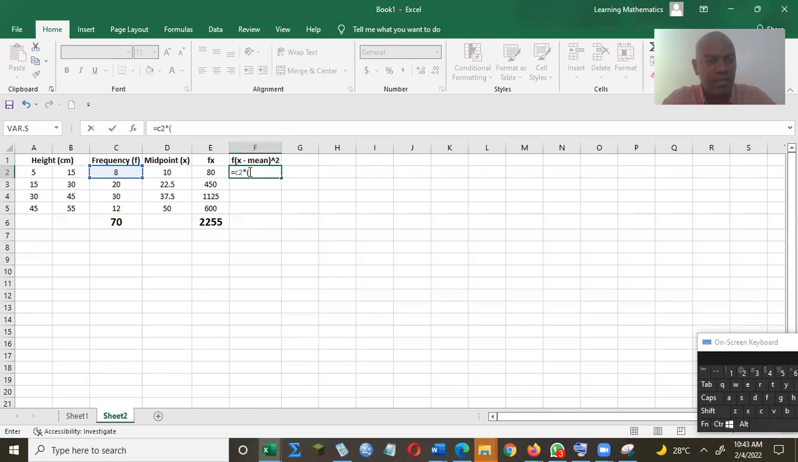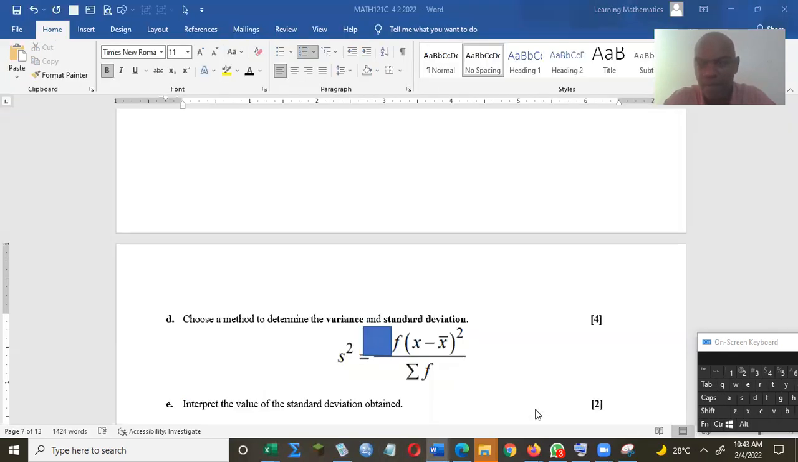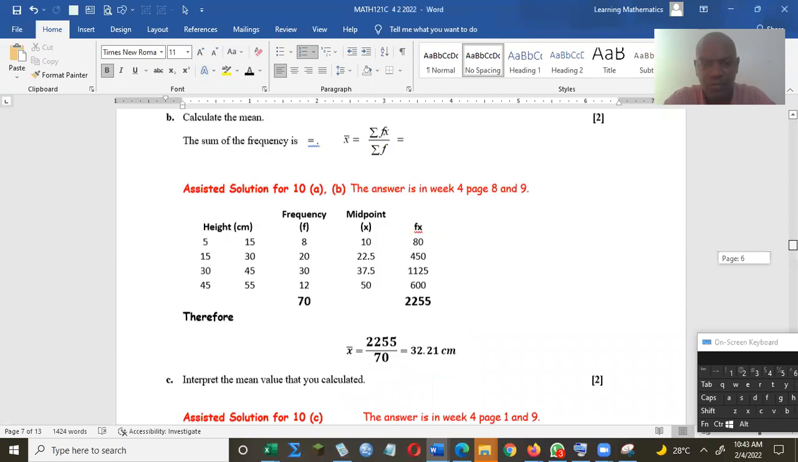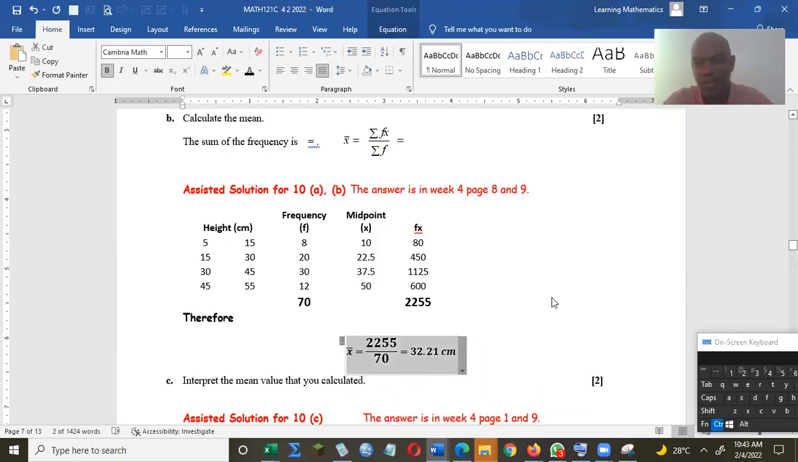okay? X was our first X. Our first X is in D2. D2 minus the mean. What did we get the mean to be? I think it's 32.21. Where is it? 32.21. Here it is. 32.21. That's the mean.